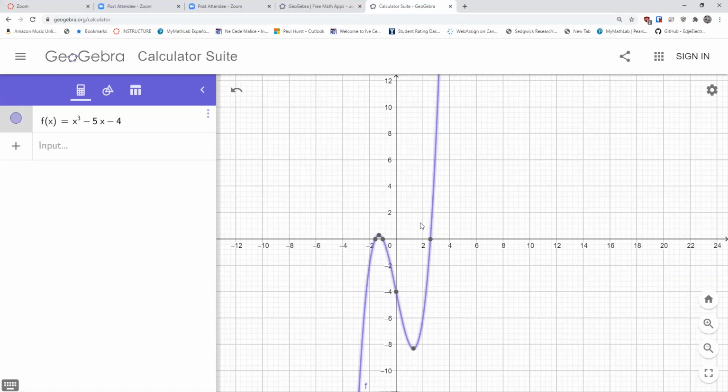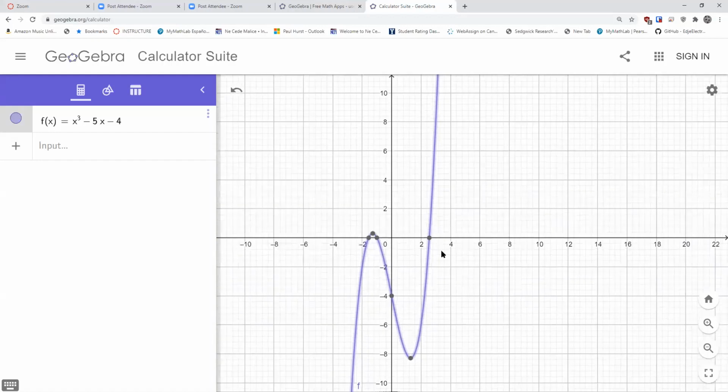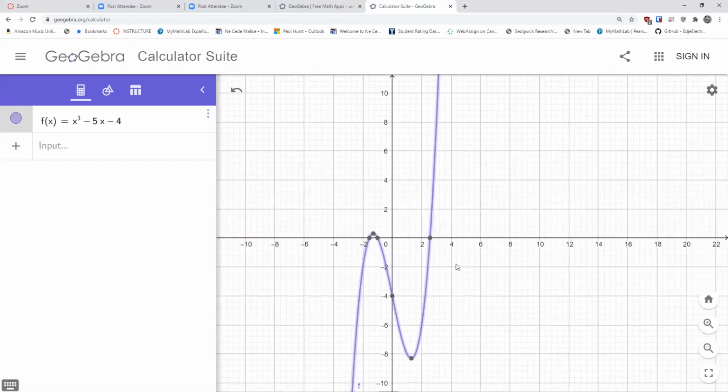Going from negative 3 to 3, that's only a distance of 6. Going from negative 10 to 5, that's a distance of 15. So if you fit it to that window, then you're going to widen the graph quite a bit. And then the last one is going from negative 10 to 10, negative 10 to 10.